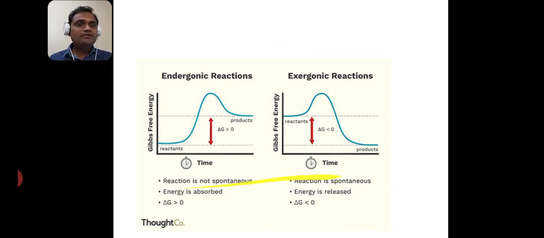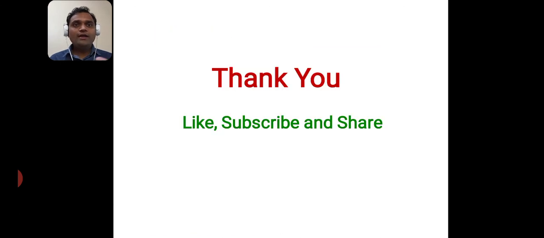So these three are the main differences we have explained with the help of these graphs. So this is about endergonic and exergonic reactions.